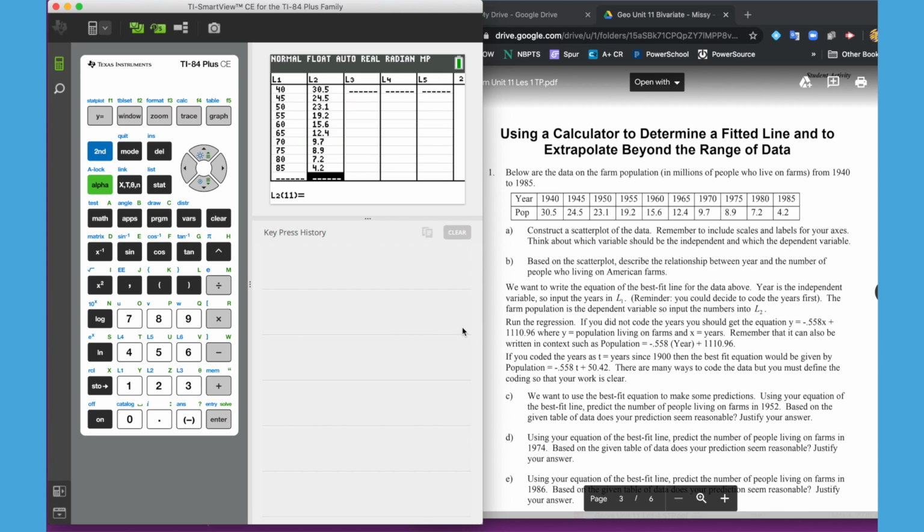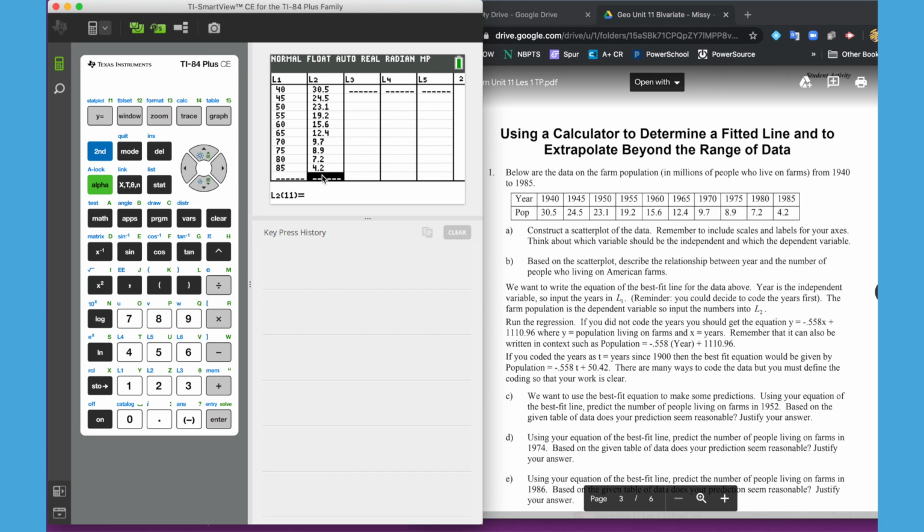So to begin, we've already talked about inputting data in a list. I started by putting in the year, and I coded the year so it would be years since 1900. It just makes it a little bit easier. The numbers are smaller. Students can put in 1940 to 1985 and it would still give the exact same graph. Then the farm population in millions of people goes in L2.